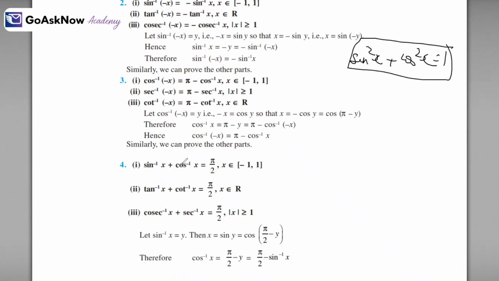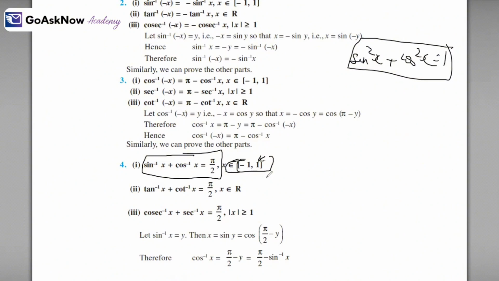So sine inverse x plus cos inverse x should be equal to pi by 2, where x belongs to minus 1 to 1. Why is this condition there? Because x is in the range of sine and cos. That is why this should be minus 1 to 1.